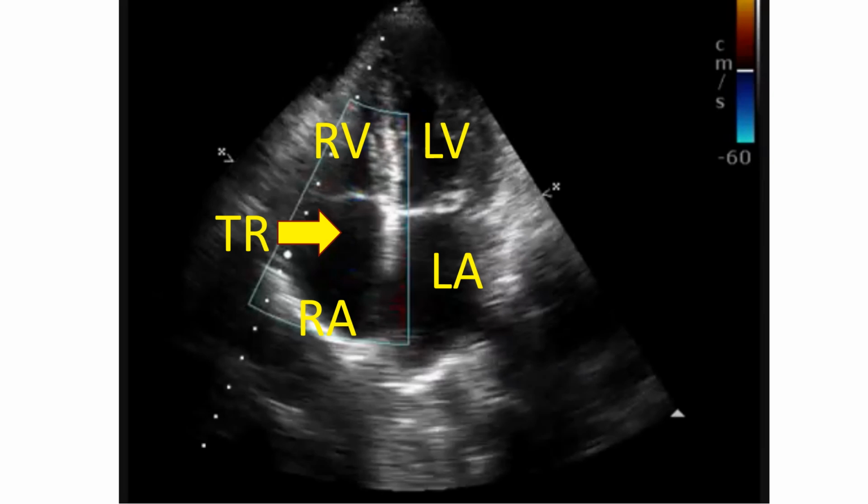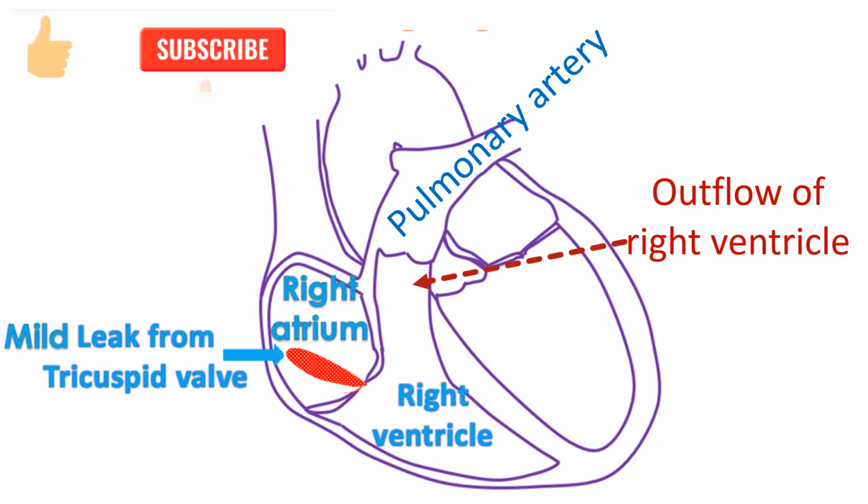The image appears upside down because the echo beam is looking at the heart from the lower part. Mild leak in the tricuspid valve is not of much significance. If the leak occurs as a result of increased pressure in the right ventricle, the cause of the increase in pressure has to be checked. It could be an obstruction to the outflow of the right ventricle or increase in pressure in the blood vessels of the lungs. Both of these are significant conditions which need treatment.